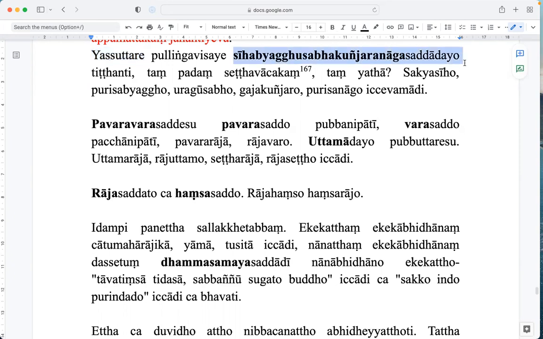So the word after which siha, bhyagga, and so on exist. Siha means lion, bhyagga means tiger, usabha means ox, and konjara means elephant, naga also elephant. Those exist after that word. Where we see the masculine gender, that was also referring to the masculine gender. After that word, one of these, siha, bhyagga and so on, exists. At that time, that word is a kind of word referring to nobility or excellency.